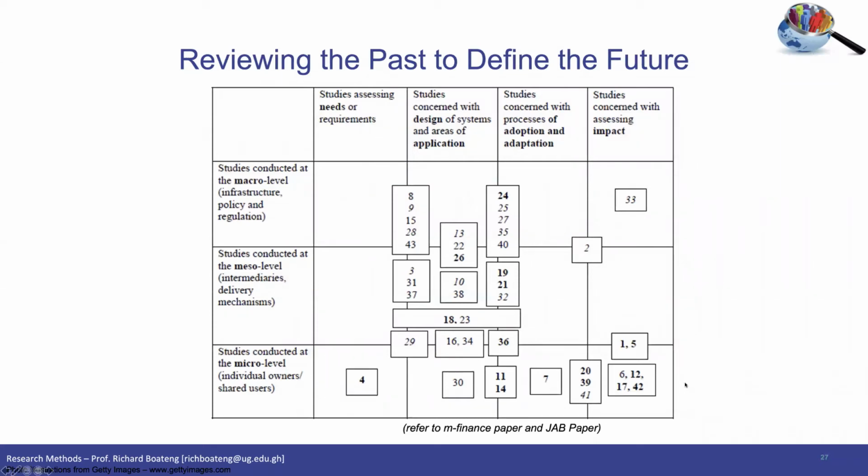So if you look at it, I can describe that there is a concentration of the literature on design and adoption, whilst studies on needs or impact have received less attention. But then most of the papers too are at the micro level. Look at it, micro level. Plenty of papers here at the micro level.